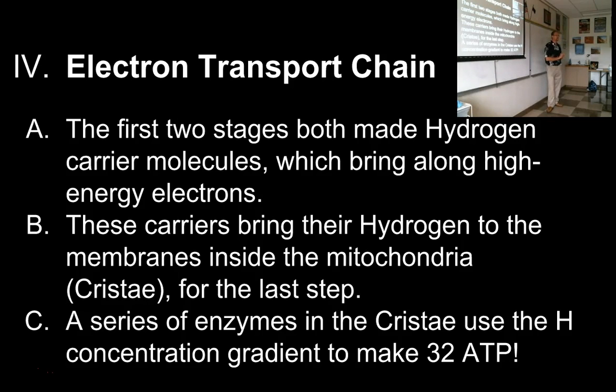But you don't have to eat quite as much food because the electron transport chain is this amazing thing that God designed to harvest every possible usable high-energy electron out of glucose and turn it into ATP, the energy for your cell. The first 2 stages made hydrogen carrier molecules. They bring those hydrogens to the membranes in the mitochondria.